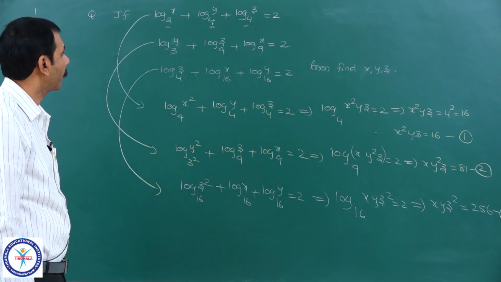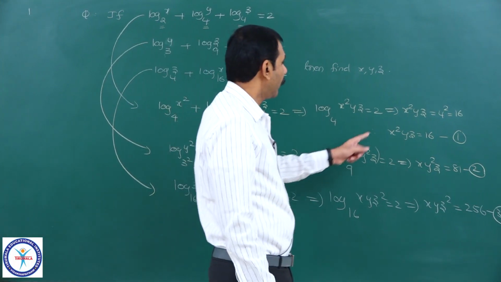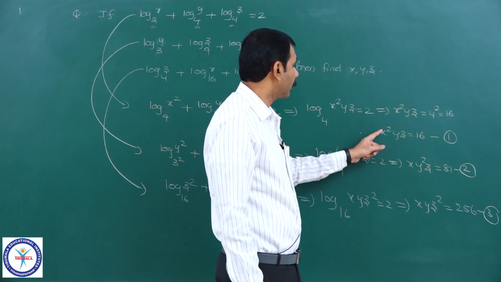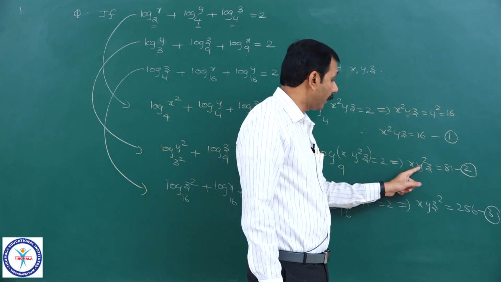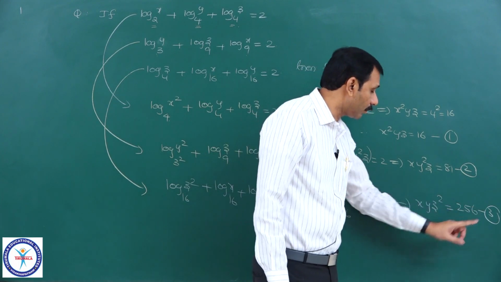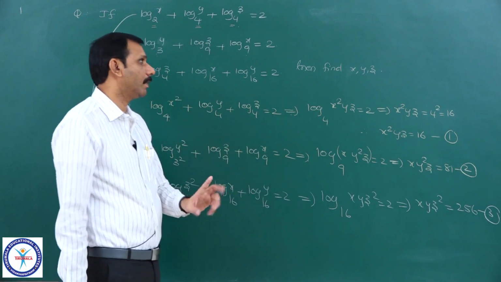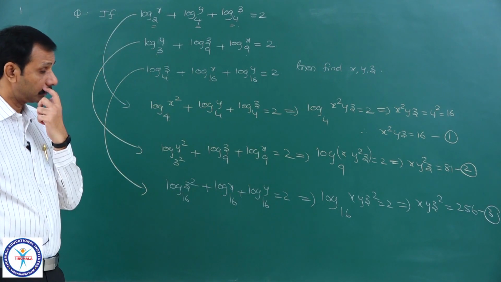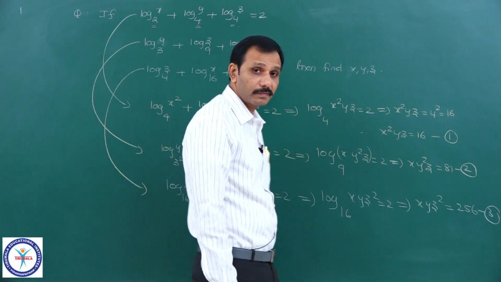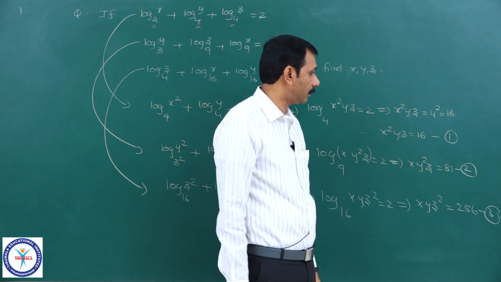Let it be there. Observe this. Here x square yz equal to 16. Yes, x y square z equal to 81. x y z square equal to 256. From these three equations, I want x comma y comma z. Look here. This is another important point to find x comma y comma z.